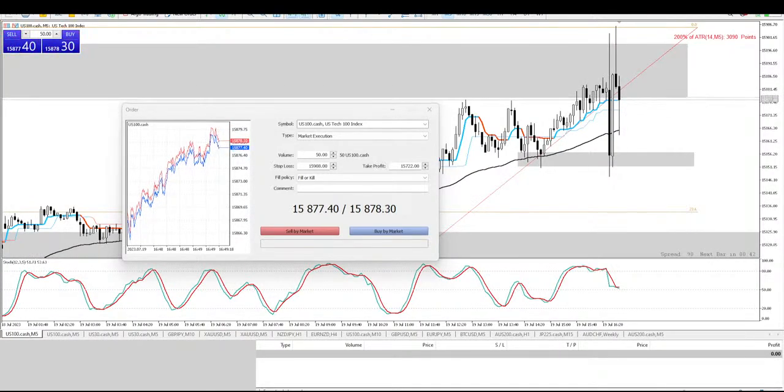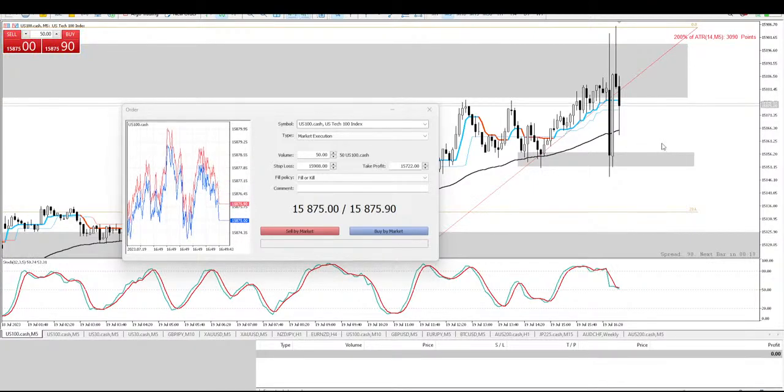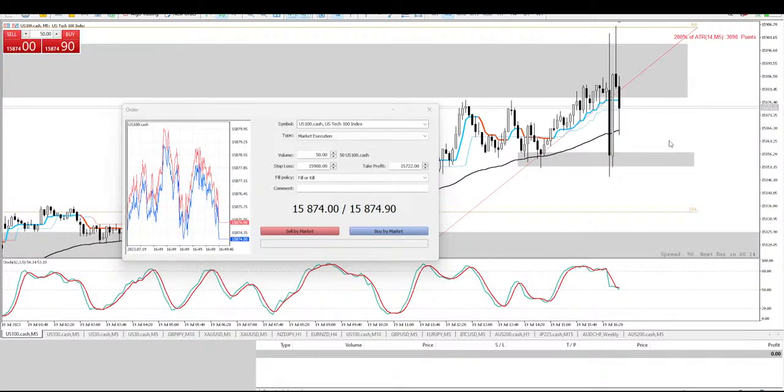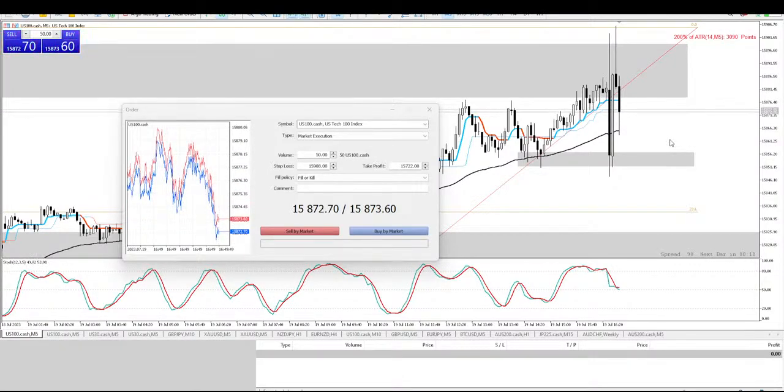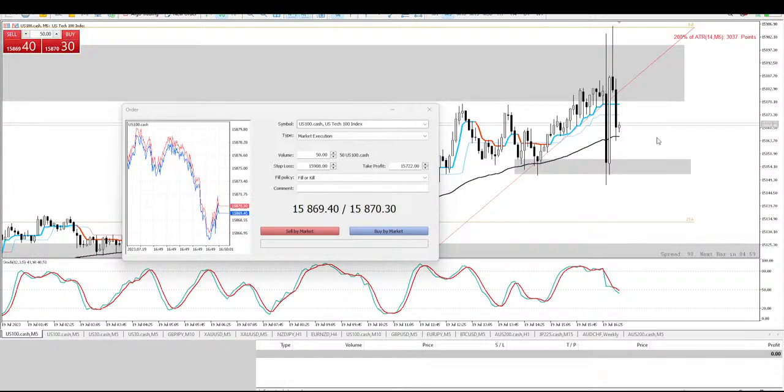Sorry, what? It's a 200K FTMO. I also have a 100K FTP. So I do copy trading as well, so I have other accounts in the background.